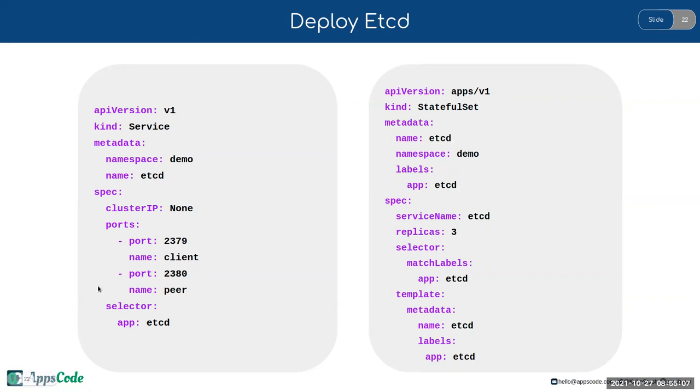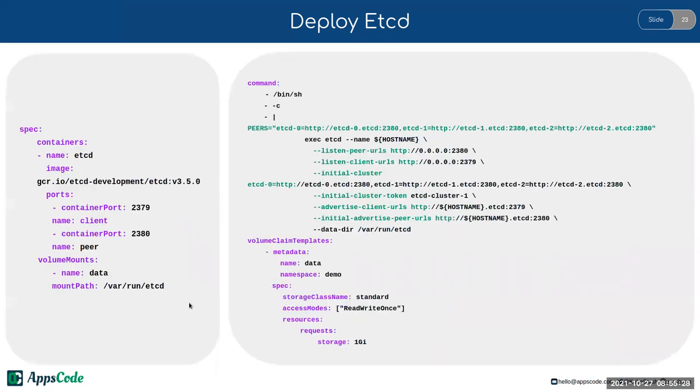At first, I'm going to deploy an ETCD cluster. To deploy an ETCD cluster, I will be using a stateful set and a service. This cluster will consist of three nodes. Here are the YAMLs I'm going to apply now. So we can see that here we have mentioned the client port and peer port and the necessary things for deploying an ETCD cluster. Let's go to the terminal.